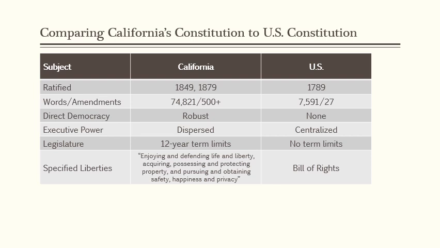This is one of the lowest thresholds for direct constitutional lawmaking power by the people anywhere in the country, and it explains why California's constitution has been amended so many more times than the U.S. Constitution.